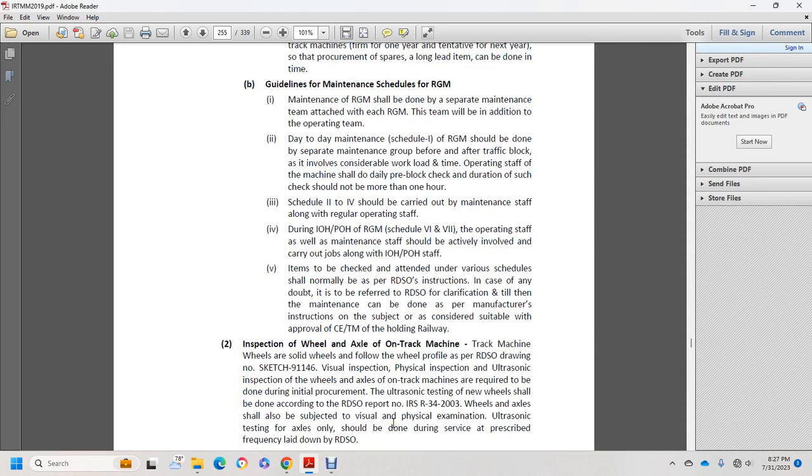Track machine wheels are solid wheels with the wheel profile as per the RDSO drawing number sketch 91146. Visual inspection, physical inspection and ultrasonic inspection of wheels and axles for the on-track machines are required at the time of initial procurement. Ultrasonic testing of new wheels may be done in accordance with the RDSO report number IRS 34-2003. Wheels and axles shall be subject to physical inspection and examination. Ultrasonic testing of the axles should be done during service at the prescribed frequency laid down by the RDSO.